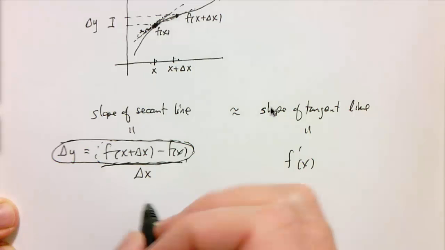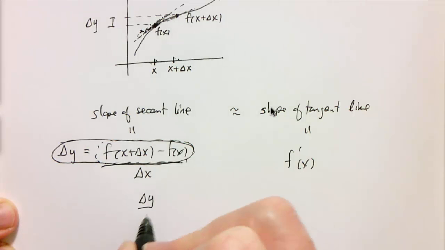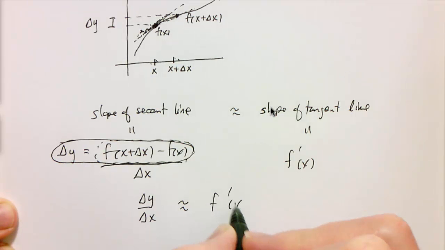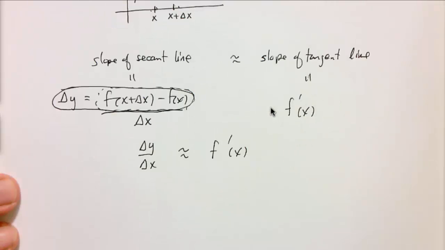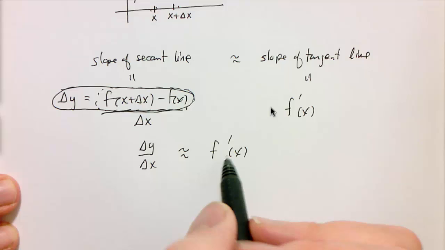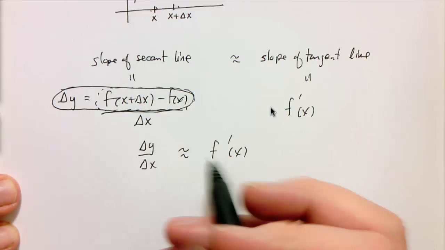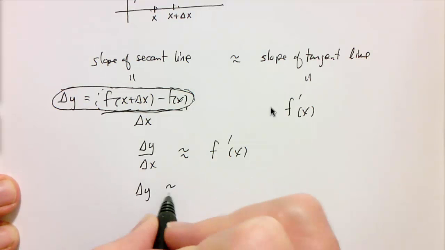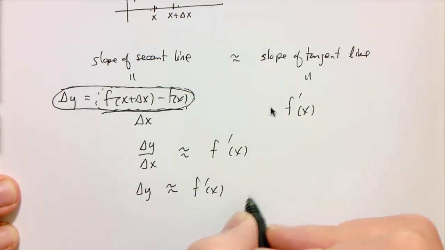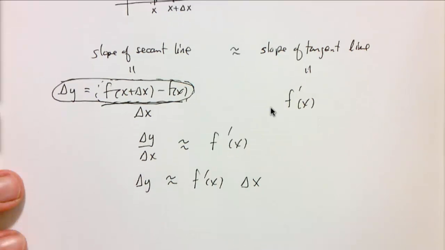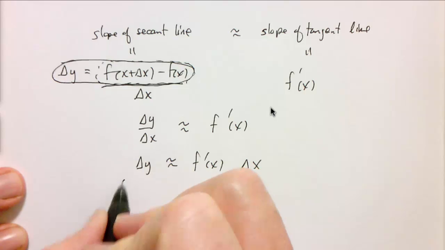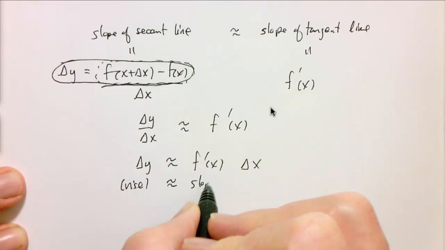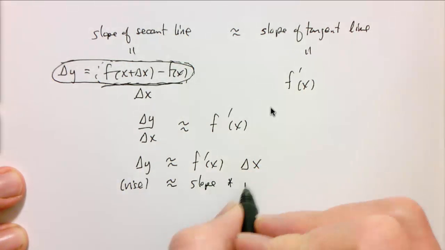So the whole differential idea says that delta y over delta x is approximately the same as f prime of x. Change in y over the change in x is about the same as f prime of x. If we rearrange this equation, we get delta y is approximately f prime of x times delta x. I like to say with this equation that the rise in the function is about the same as the slope times the run.